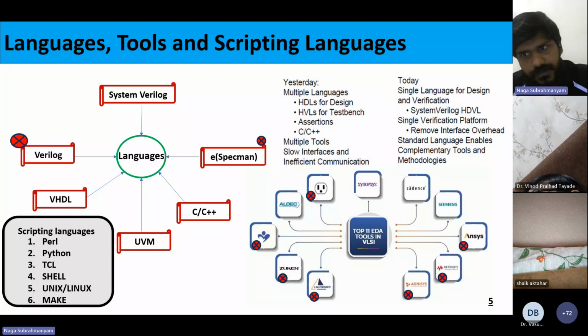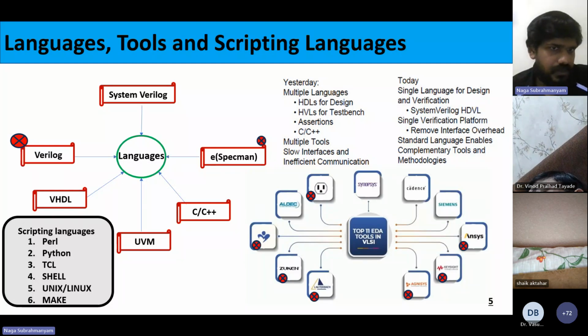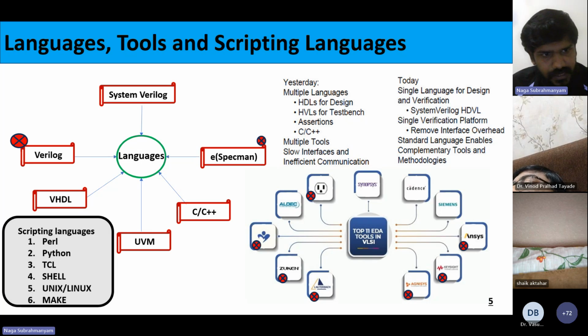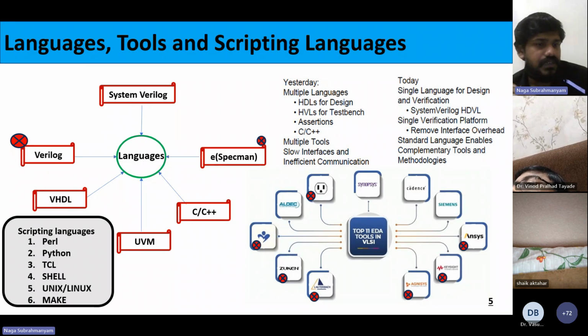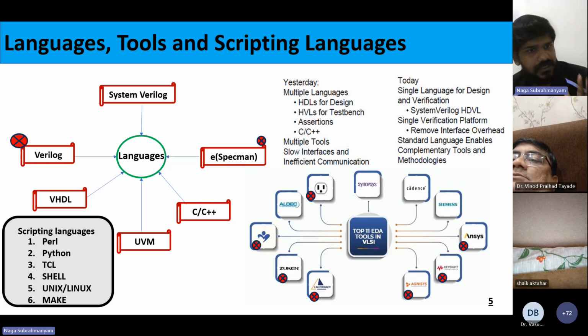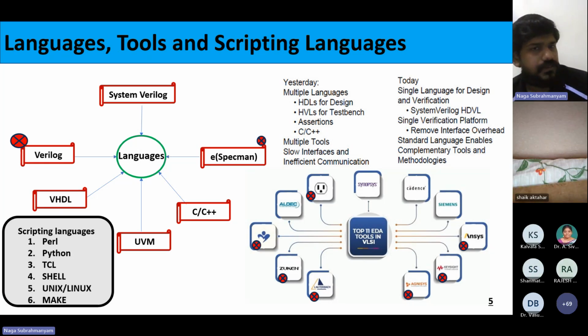Okay, and if you already have any knowledge of scripting languages like Perl, Python, Linux, Make, these are the scripting languages which we use in the verification environment. That's how the scale will go from a smaller node to a very large node. All these scripting languages will be used to develop the environments. Using a scripting language, we can develop the environment. Later, we will add whatever we want to that environment.